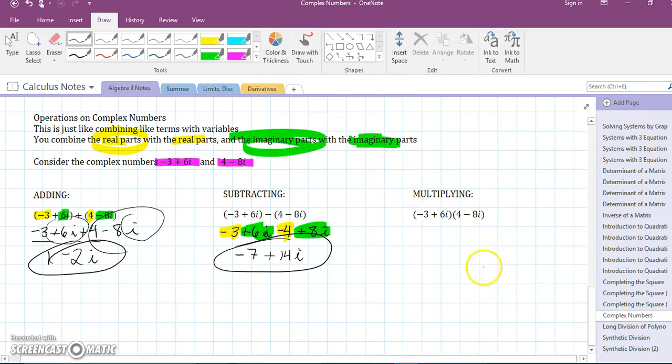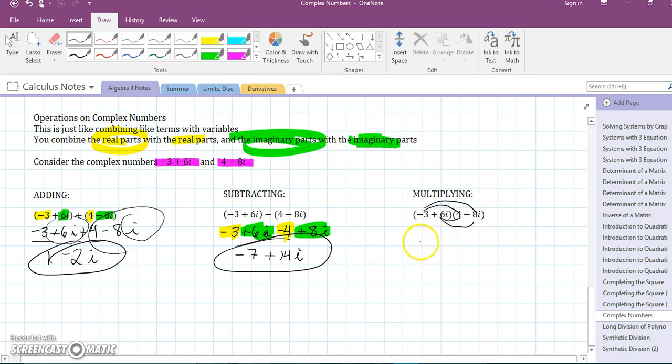Now the multiplying. This is the only one where there's one little difference. If this was just an x, you would FOIL and you'd end up with an x squared, and it would actually be a quadratic. A similar thing will happen here. It's just going to be an i squared, and then you can do one more thing.